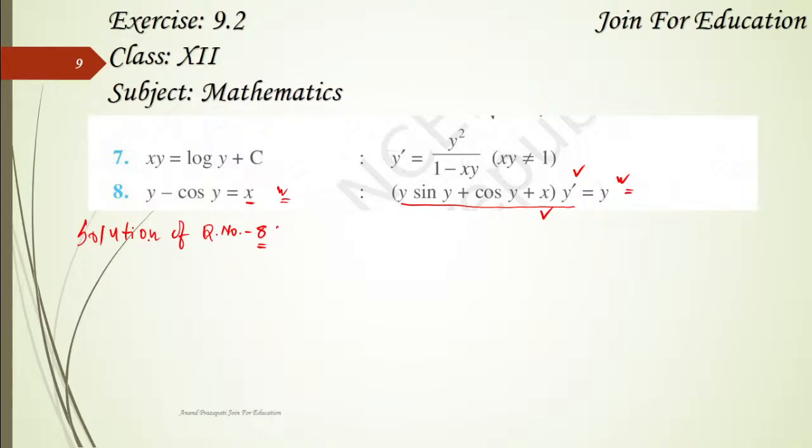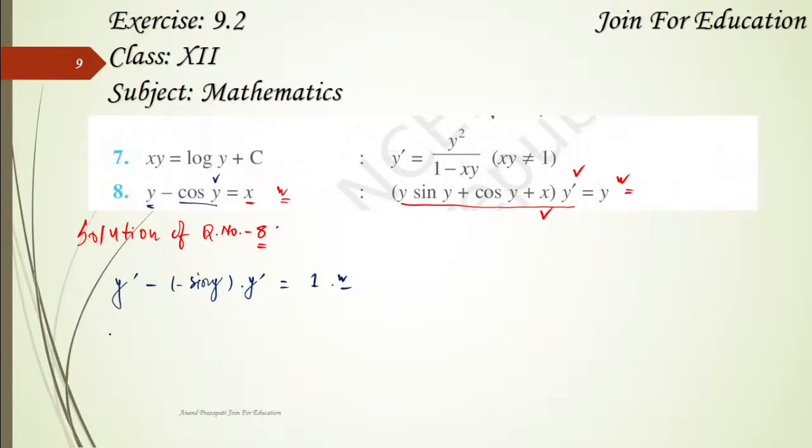Let's see the solution. So the solution here will be: the derivative of y is y', and the derivative of cos y is minus sin y times the derivative of y, and the derivative of x is 1. Hope that there is no problem to understand up to this step.